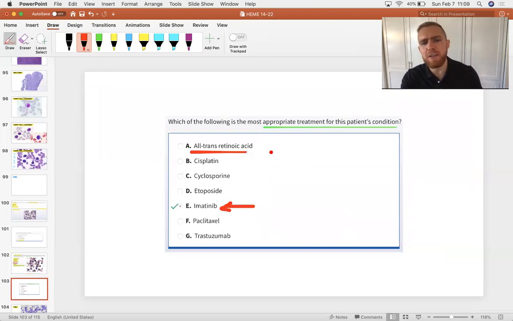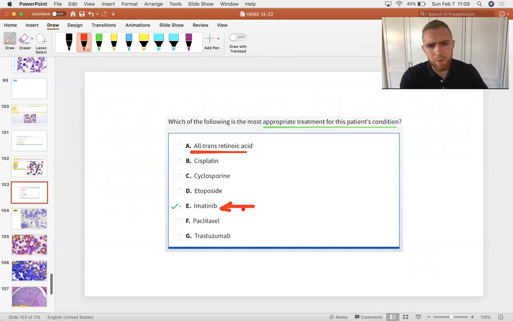There's that all-trans retinoic acid to throw you off. Remember, that's a treatment for acute promyelocytic leukemia, which likes to present with that 15-17 translocation in DIC. And then a few other chemotherapeutics there. None of them are the right answer. Imatinib, that's that kinase inhibitor that we're going to throw on anything with a Philadelphia chromosome.